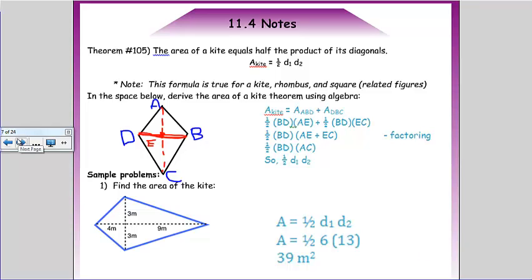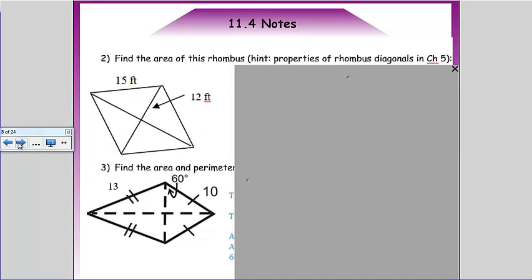We made it a little more difficult in example 2. We have here a rhombus. One other thing to note, the 12 only points at this part of the diagonal. That's what it's looking for there. So we're looking for the area of this rhombus. Reminder, some of our information about a rhombus from chapter 5 is that our diagonals are perpendicular bisectors of each other. So that causes a right angle to be here.